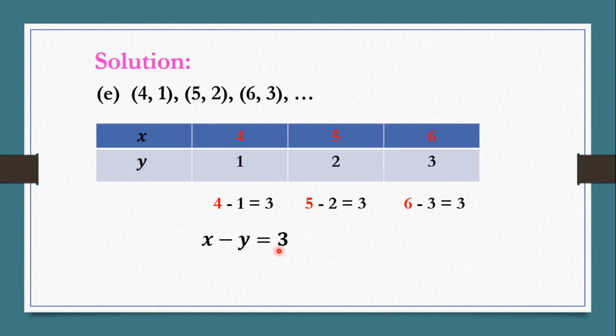In the question, I have been asked to find y in terms of x. That is, I need to make y the subject of the formula. So here, minus y equals 3 minus x. y will be equal to x minus 3. So the final answer will be y equals x minus 3.